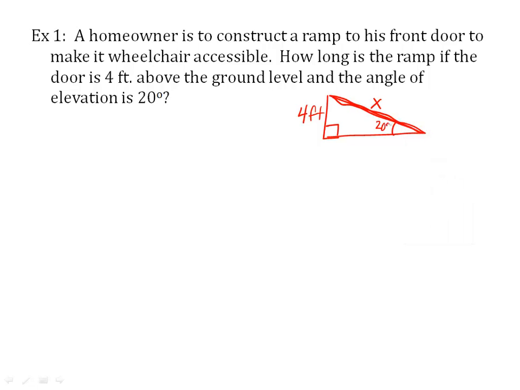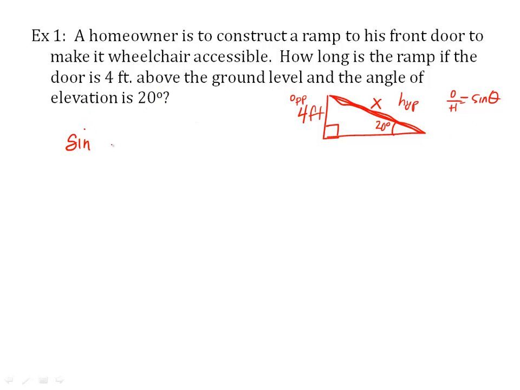This is 20 degrees. All right, so now that you have a picture, look at your angle, and relative to your angle, identify the sides you have. 4 feet is opposite that angle. So this is my opposite side, and my x is the hypotenuse. So those are the sides that I need, opposite and hypotenuse. Well, which trig function involves opposite over hypotenuse? Well, that's the sine of theta. So sine is the function I need to use.